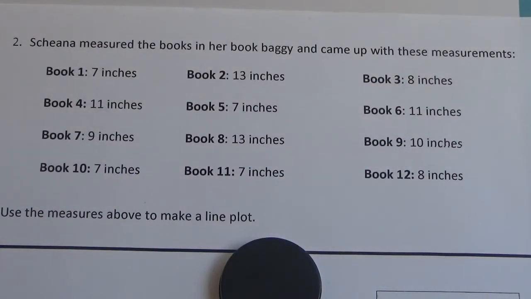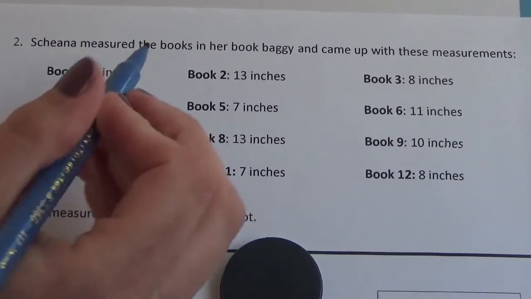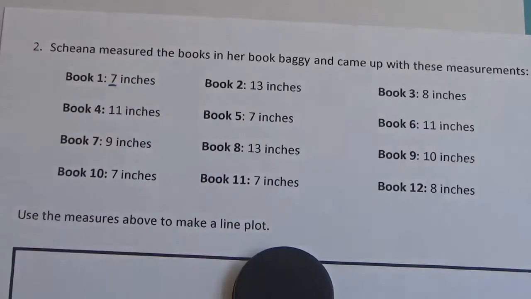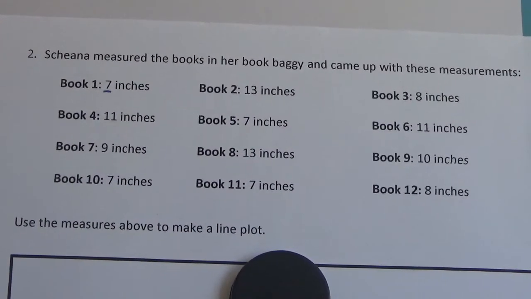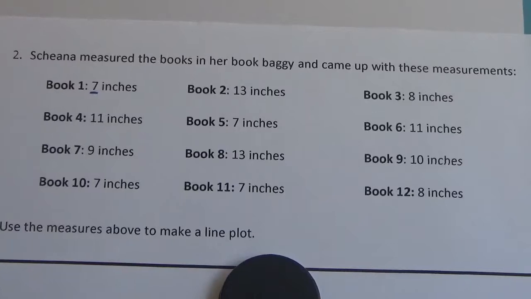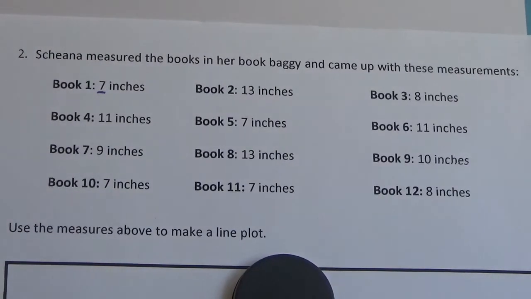Your line plot should have your key. It should also have your labels. Now remember, a really important thing you can do to find out what number you should start at, you should always start at the smallest number that you have. So take a look through here and you should see that the smallest book that you have is 7 inches. You do not have a book that's smaller than that. So that can be your starting number. Okay, go ahead and use this information to create your line plot. I want you to pause the video right now so that you can go ahead and do that.